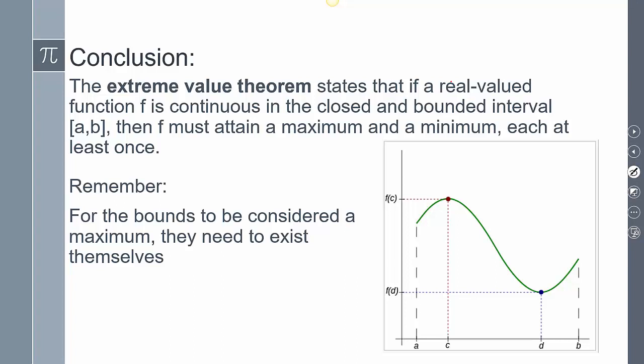Now remember, for the bounds to be considered a maximum, they need to exist themselves. So we're assuming here, like in this picture, even though this is not the case, those bounds have to be included for me to even possibly say that the bounds are going to be a maximum or minimum. If the bounds are not included, then we can't use them to determine what max and mins are going to be.